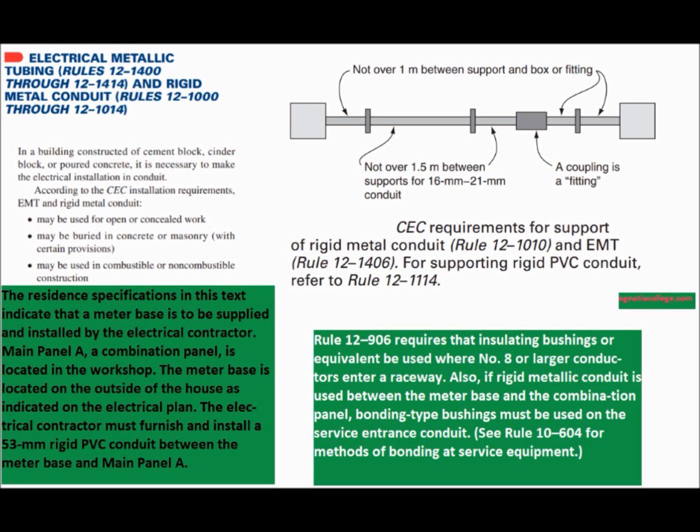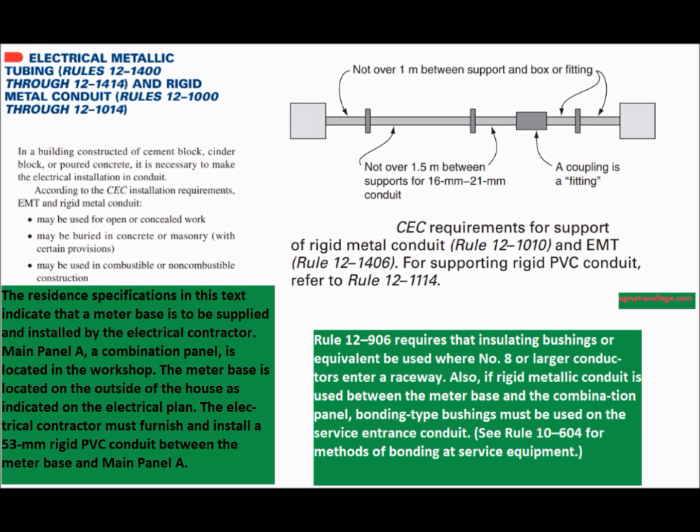In general, EMT must be supported within 1 meter of each box or fitting, and at 1.5 meter intervals along runs for 16 mm and 21 mm conduit. Heavy wall rigid conduit provides greater protection against mechanical injury to conductors than does EMT, which has a thinner wall but is more expensive. The residence specifications in this text indicate that a meter base is to be supplied and installed by the electrical contractor.